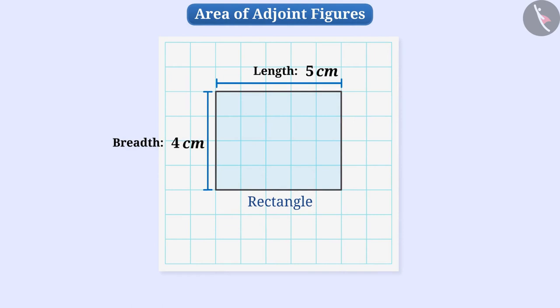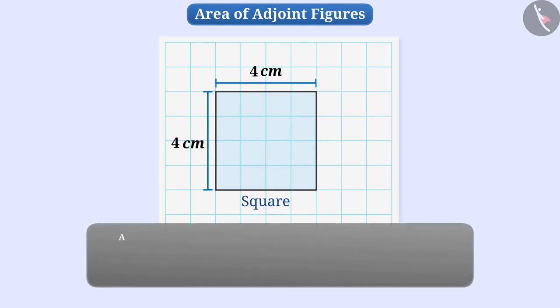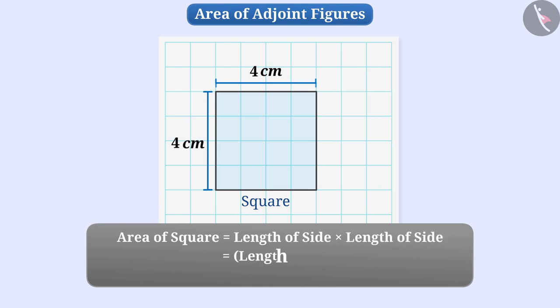Just imagine which shape will be obtained if length and width of rectangle are equal. Think. Yes, if we do this, then all the sides of the rectangle will be equal and so we get a square. In this case, we say that the area of square is equal to length of the side multiplied by length of the side, which is equal to length of the side square. If we denote the length of side with A, then the area of square will be A square.